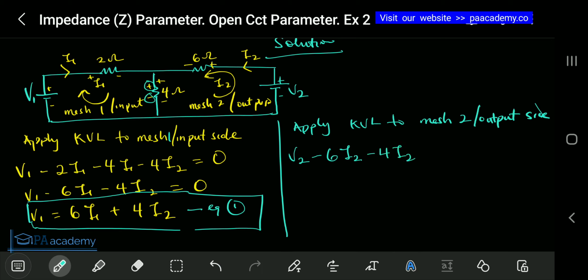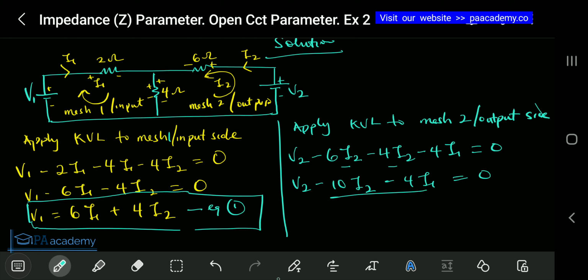Also from positive to negative due to current I1, so that will be minus 4I1 and then equals to 0. So we are done with that particular mesh. So now let's tidy this up. We are having V2, then minus 6I2 minus 4I2, so that will be minus 10I2, then minus 4I1 equals to 0.